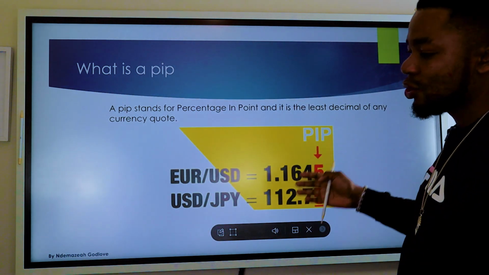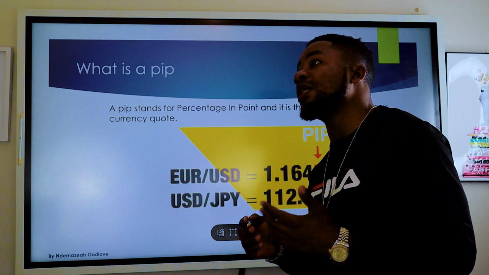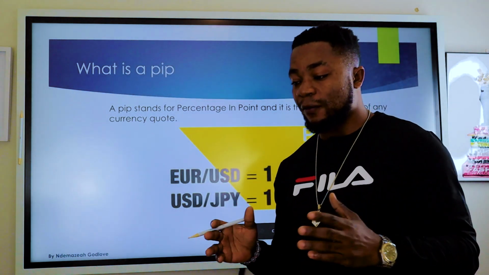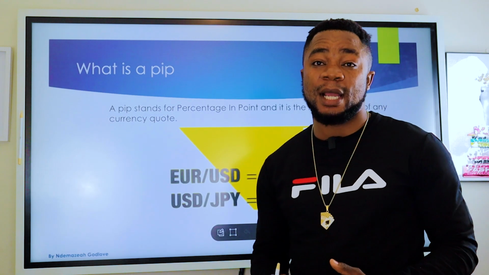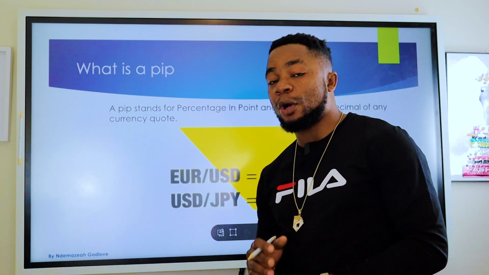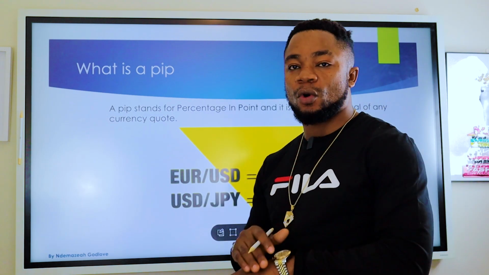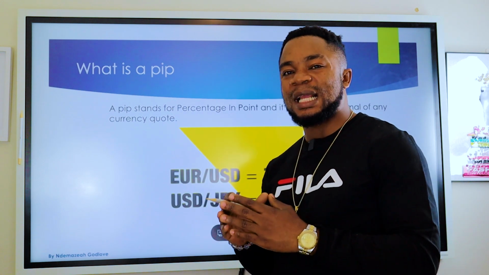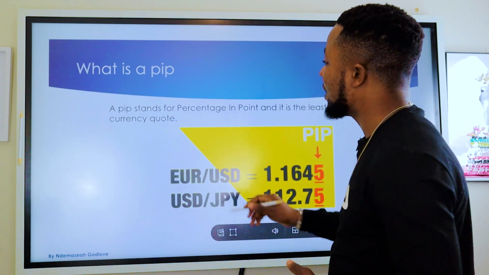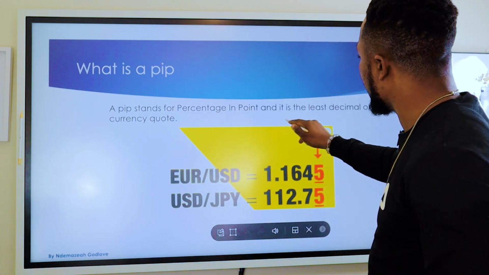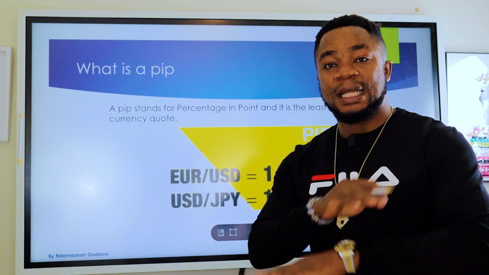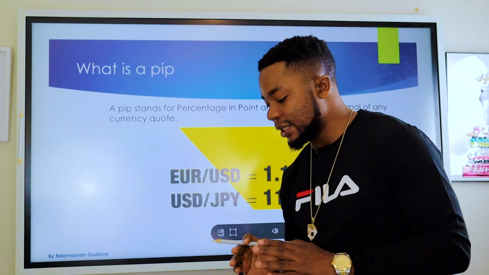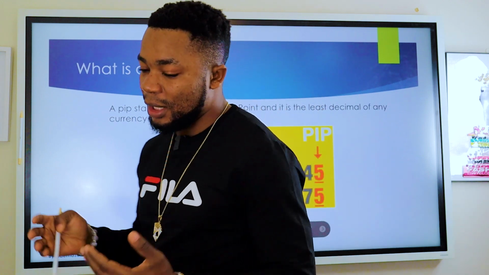In general, anytime in Forex trading you hear of the PIP, it stands for percentage in point, which is the lowest movement or the lowest increment when it comes to Forex trading. So a PIP stands for percentage in point, and it is the least decimal of any currency quote. That is what they call a PIP.